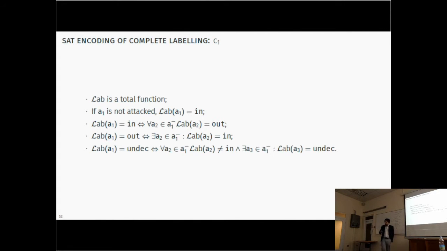We know that if an argument is not attacked, then it must be labeled as in. Then an argument is labeled in if and only if all its attackers are labeled out. Then an argument is labeled out if and only if there is at least one attacker that is labeled in. And the last condition: an argument is labeled undecided if all its attackers are not labeled in, and at least one of its attackers is labeled undecided. That is the only condition that gives you undecided.